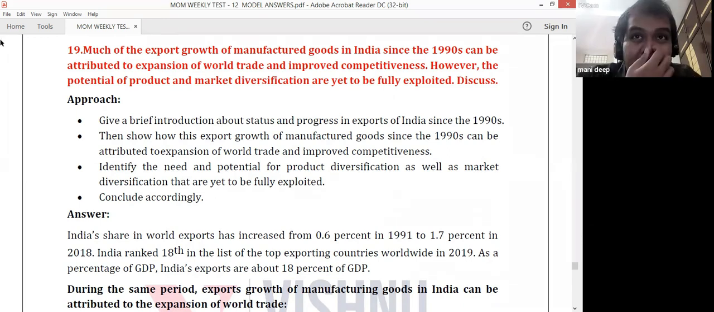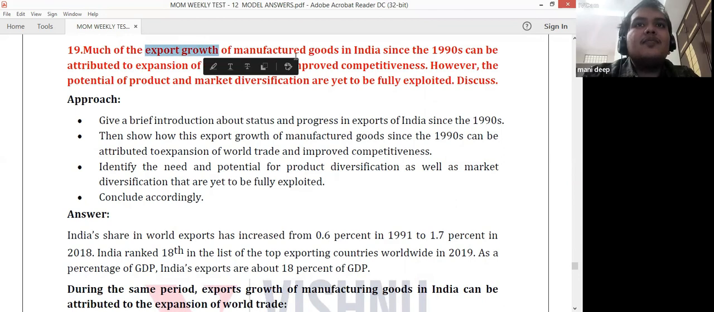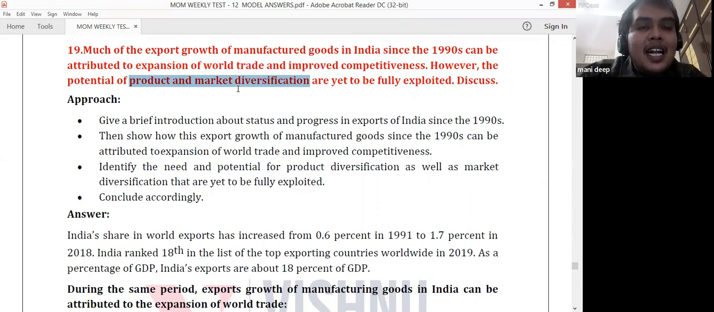So the next question is regarding much of the export growth of manufactured goods in India since the 1990s being attributed to expansion of world trade and improved competitiveness. However, the potential of product and market diversification. So since 1991, we have followed the LPG regime, where we have focused upon liberalization, privatization, and globalization also. In globalization, we are not only importing goods, but we are also exporting our goods. So due to exporting of our goods, we are having a relative competitive advantage because of our low paying, highly skilled labor. So due to low paying, highly skilled labor, our cost of production will be very low.